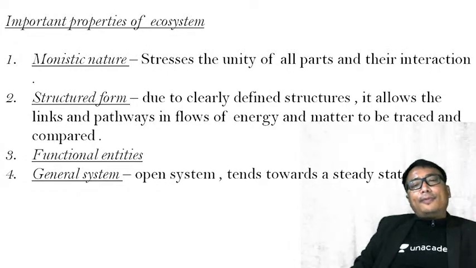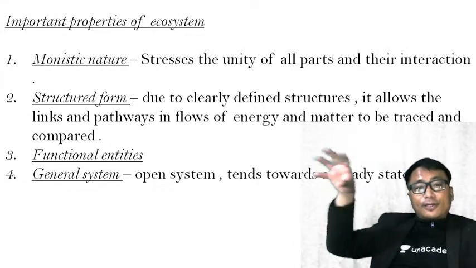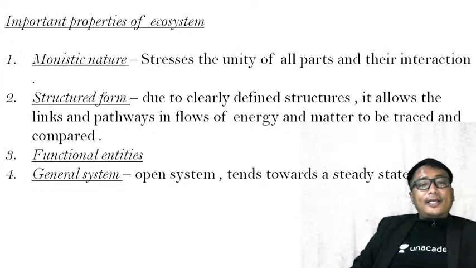Now, you may find it a little bit difficult to understand this if you are studying for the first time, but don't worry. All of these important properties of ecosystem will be clarified when we talk about different aspects of the ecosystem. Okay, functional entities and general system. That is, ecosystem is considered as an open system which tends towards a steady state.